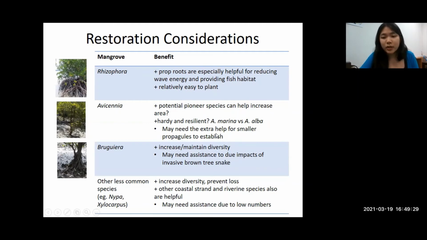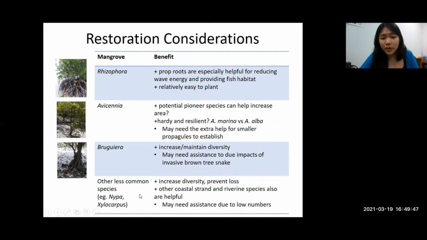They also need a little extra help to grow because their propagules are smaller. For Bruguiera, that was the species I mentioned was impacted by the invasive tree snake. So we want to maybe help their population if they're experiencing difficulties reproducing, and that can help maintain our diversity.